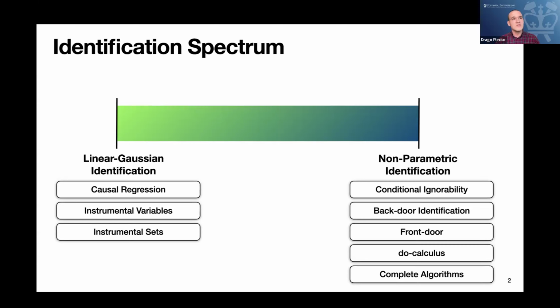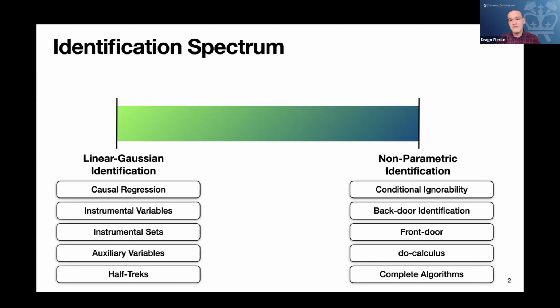Beyond this, there has been a lot of work on this topic in the graphical literature on causal inference. So people have developed this methodology of instrumental sets. People have developed auxiliary variables, and finally half-trek criteria, right? These are a couple of methods that are very powerful for linear effect identification. And actually, this question is almost closed. There's an algorithm that is complete, but it is very slow computationally.